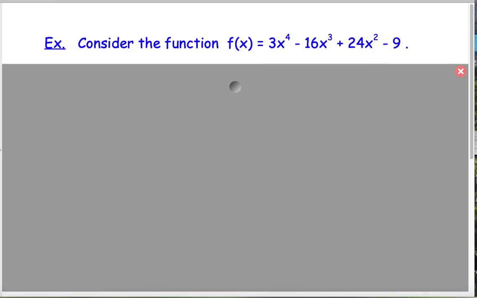All right, let's look at another example. Consider this function. A nice polynomial again.